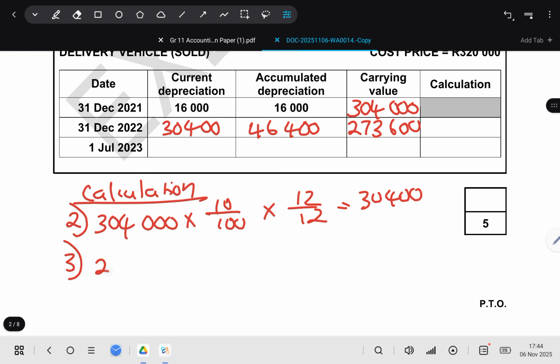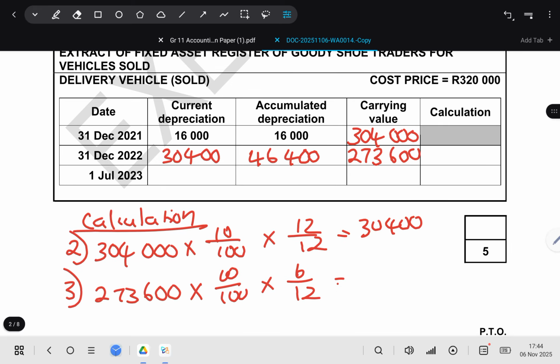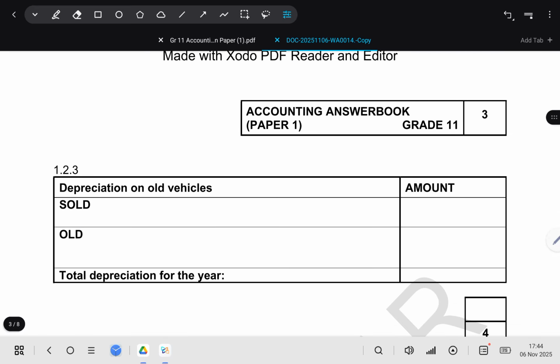We're going to say 273,600 multiply by 10 over 100 and then multiply by 6 over 12. This is the part where they want you to calculate the last year for that sold vehicle. So that's the part we're going to also record here. So on the sold one, you will say 273,600 multiply by 10 over 100 and then multiply by 6 over 12.